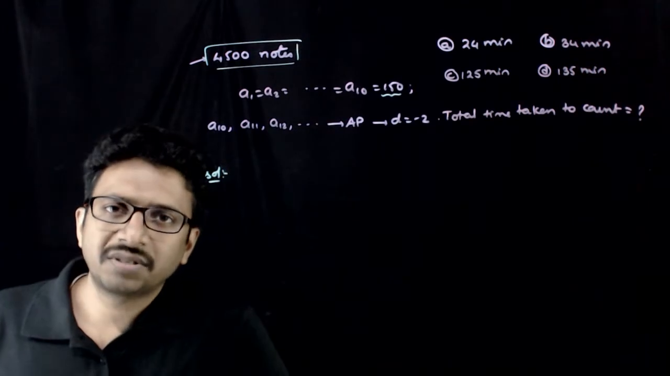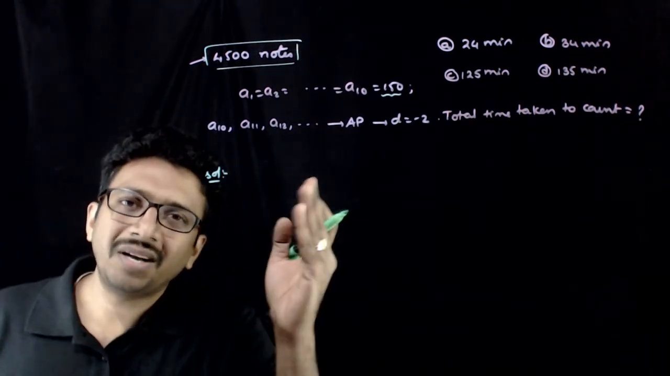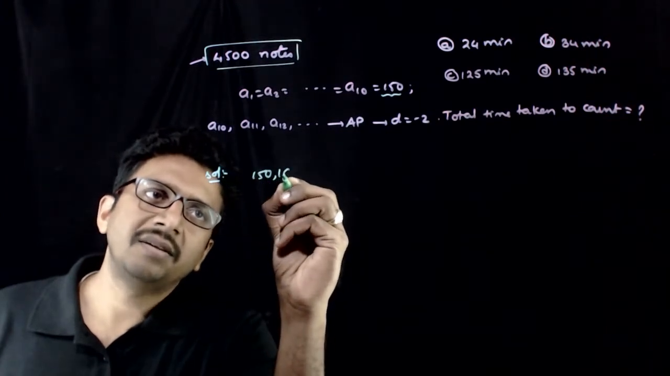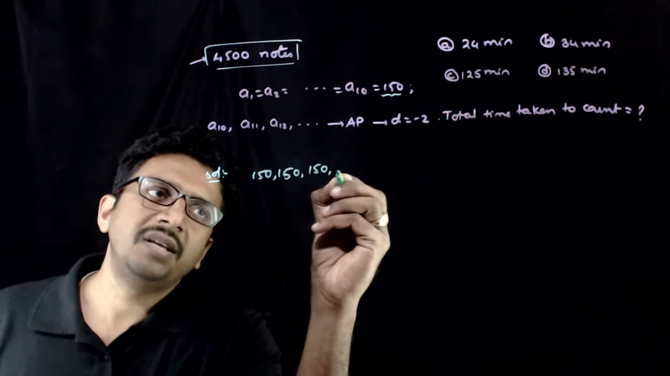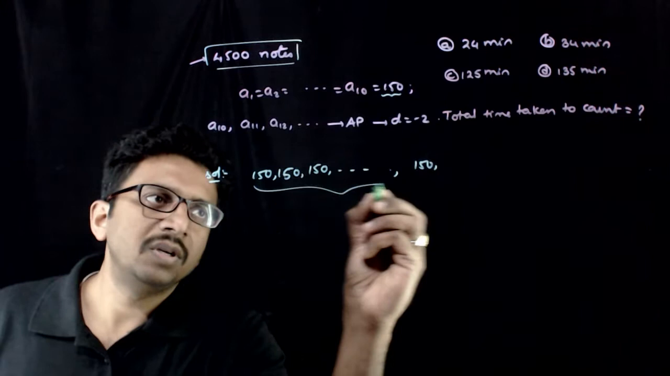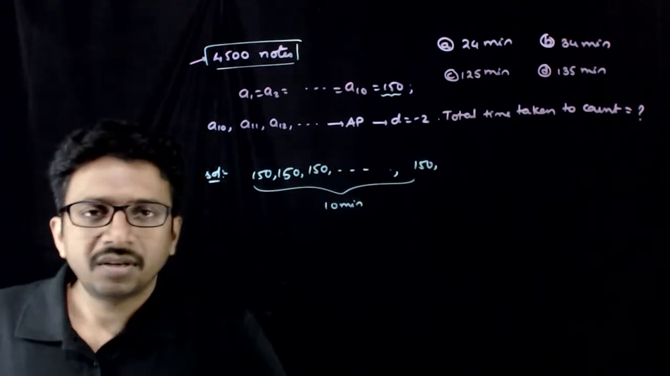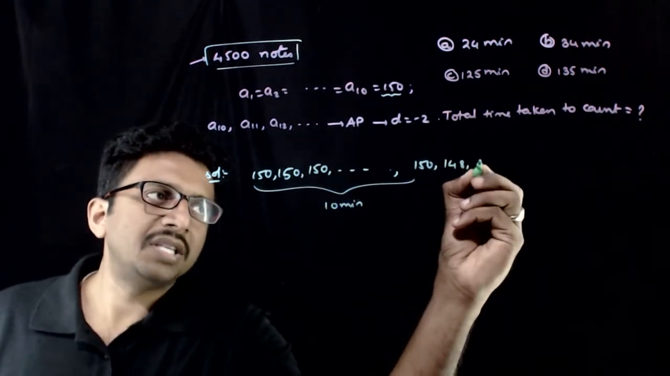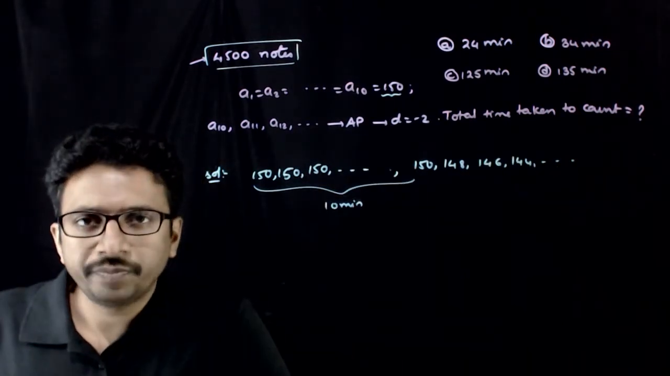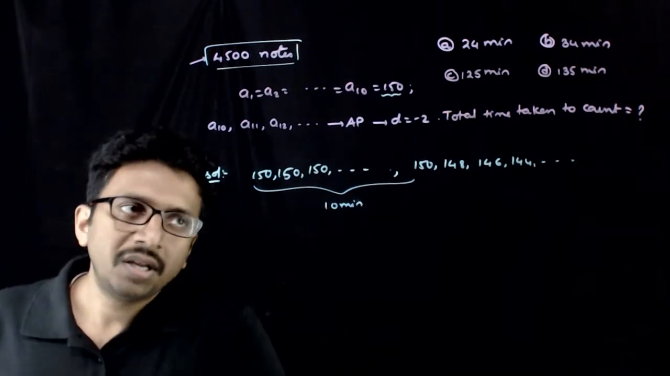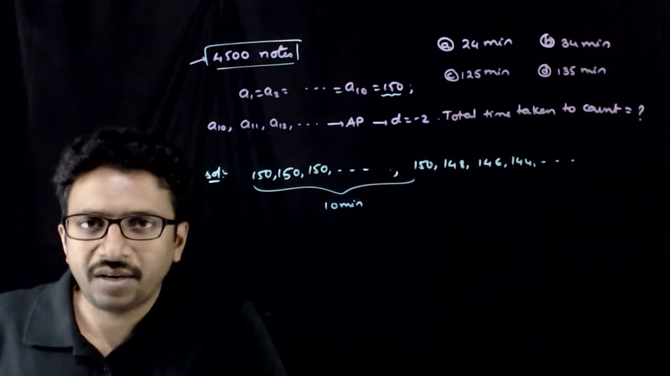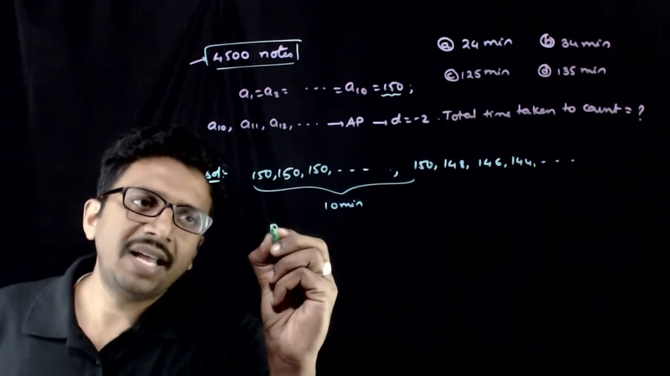So if you write the sequence of the number of notes counted each minute, the sequence looks something like this. First minute 150, second minute again 150, third minute 150, so on. 10th minute 150. So up to the first 10 minutes. And after that, the rate at which he counts decreases by 2 as the minutes go on. Now if he goes at this pace, how much time does it take to count all the 4,500 notes? So let us say that he takes n minutes.